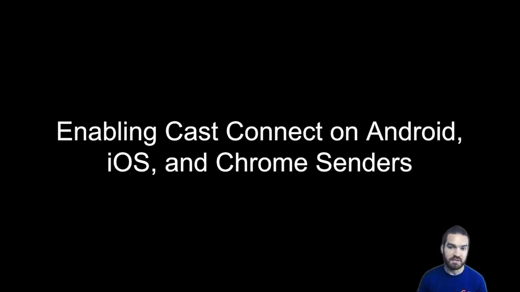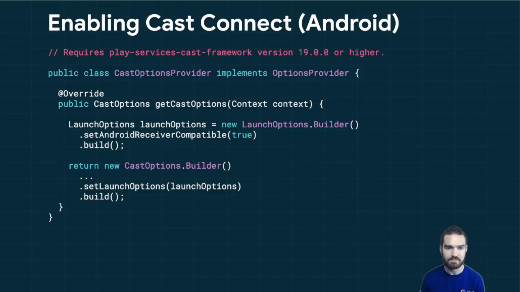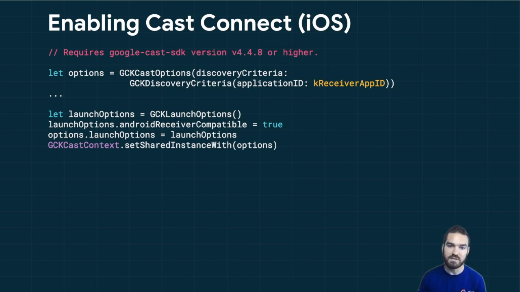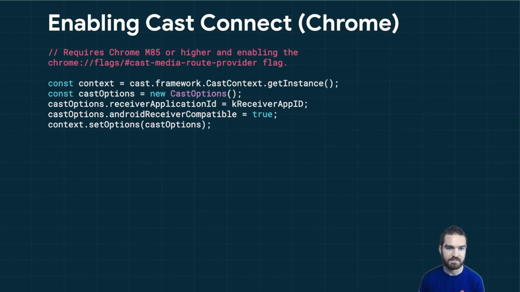The main change you'll need to make on the sender side is simply declaring that they are compatible with a native Android TV app. This can be accomplished on Android by setting the Android receiver compatible flag to true on the launch options on the Android sender. On the iOS sender, this is done by setting the same field on the GCK launch options, which are then set on the GCK cast context. This same field is also available on the cast options for the Chrome sender. If the Android receiver compatible flag is not set, when you cast to Android TV, it will open the normal web receiver instead of opening your native Android TV app.